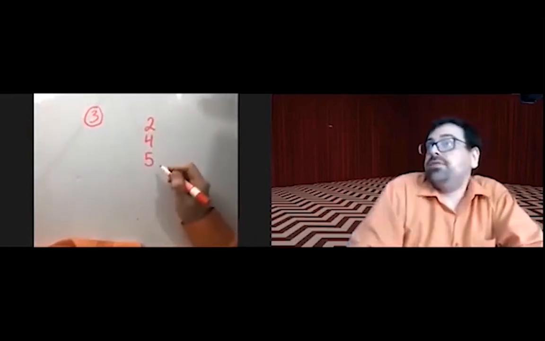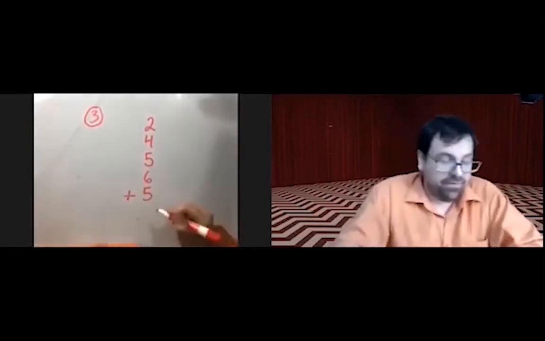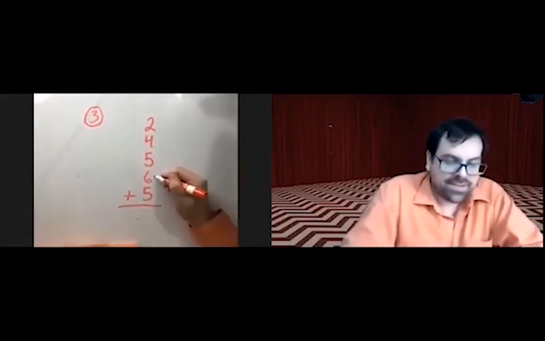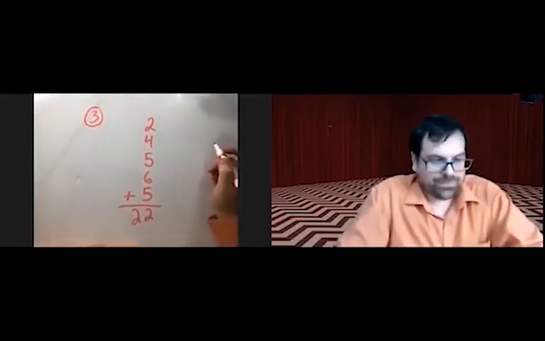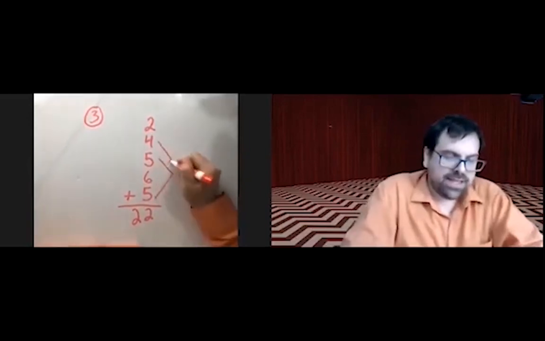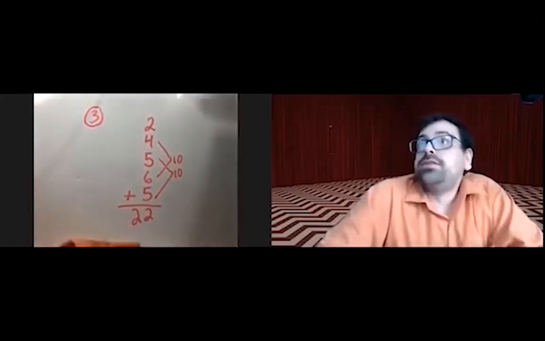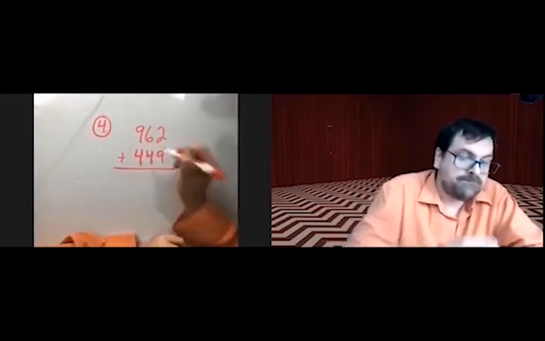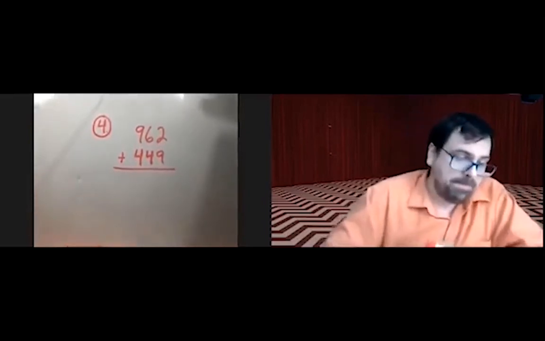Given a long sequence of numbers vertically to add: 2 plus 4 plus 5 plus 6 plus 5. 2 plus 4 is 6, plus 5 is 11, plus 6 is 17, plus 5 is 22. You can also see that these are both 10. 10 plus 10 is 20, plus 2 is 22. Okay, number 4, 962 plus 449.